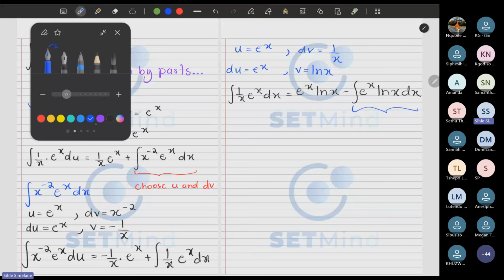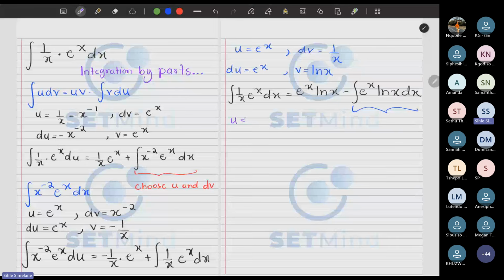And from this one, we can agree that it is not easy to integrate ln. So I expect that you choose your ln to be u, and then you choose your dv to be e to the x. See if this will check out. Then your du will be 1/x, and your v will be e to the x. So this means that the integral of e to the x ln of x dx will be u times v.